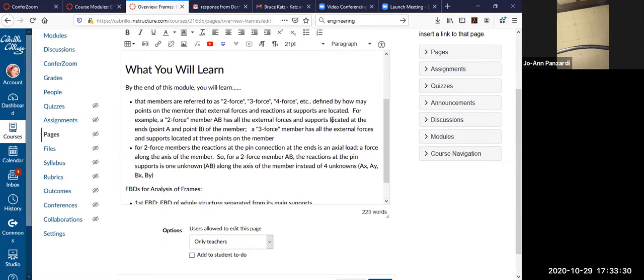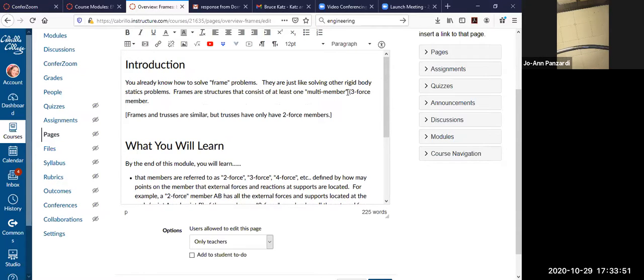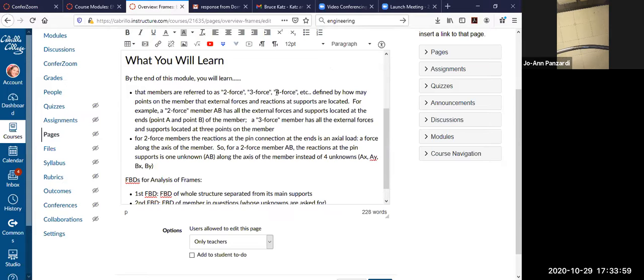Okay, what will you learn by the end of this module? 1, that members are referred to as 2, 3, or 4, or I should say multi. Do I put multi in here? I think up here it says, let me write multi-member, 3 force member or more. Does that make sense? Okay. So that members are referred to as 2, 3, or 4, defined by how many points on the member the external forces and reactions it supports are located. Does that make sense, everyone?